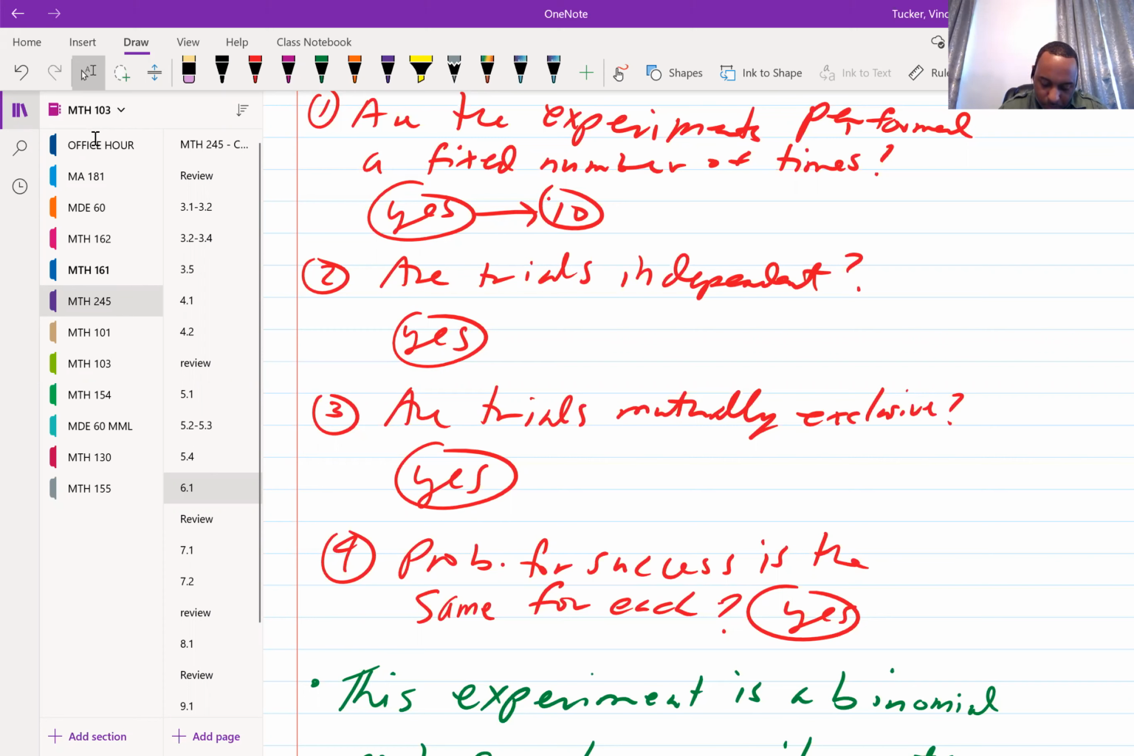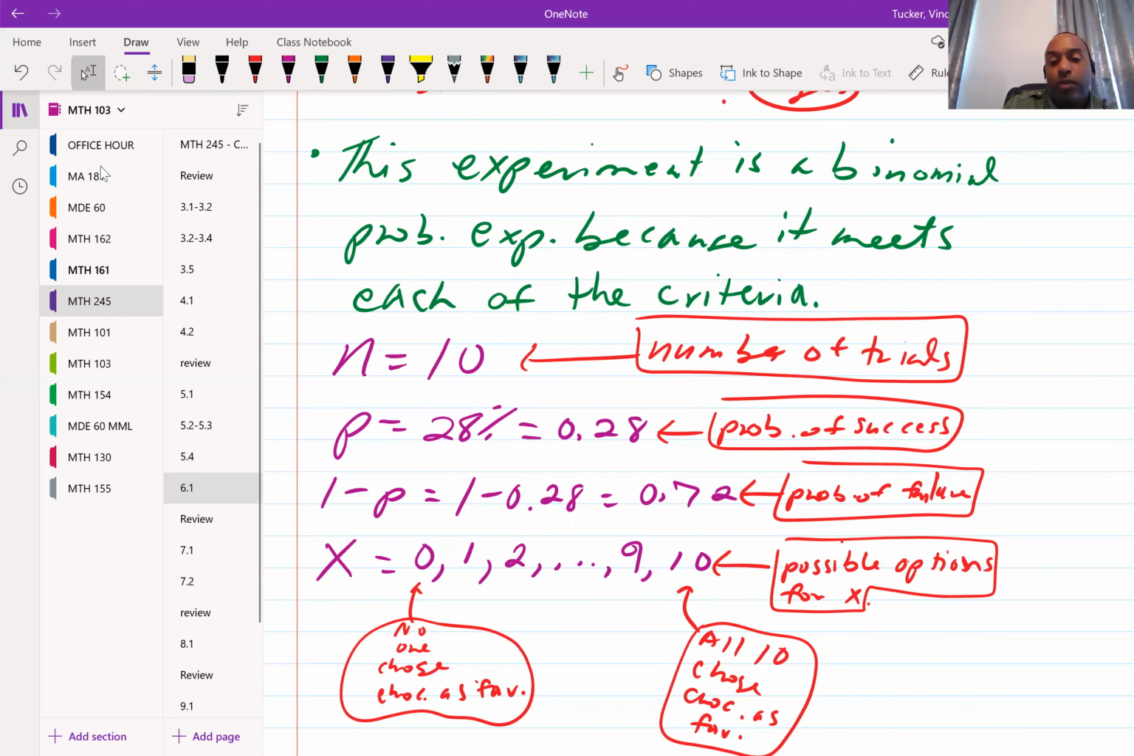And then the number of X will be 0 to n, which is 10. So 0 is the probability that when you choose 10 people, none of them chose chocolate as their favorite. And then 10 is the probability that when you choose 10 people, all 10 will choose chocolate as their favorite. And then of course, all of those numbers follow suit.